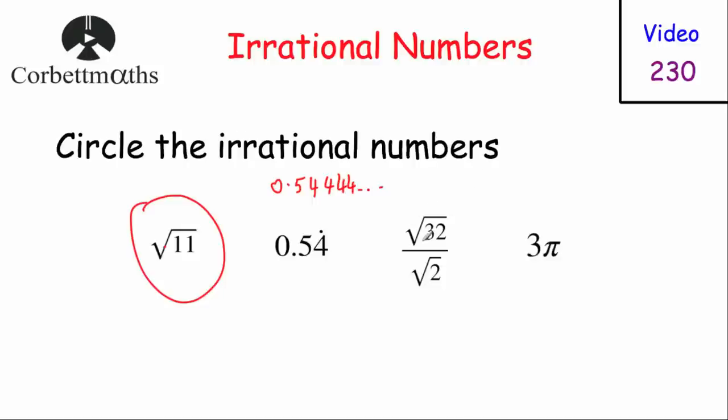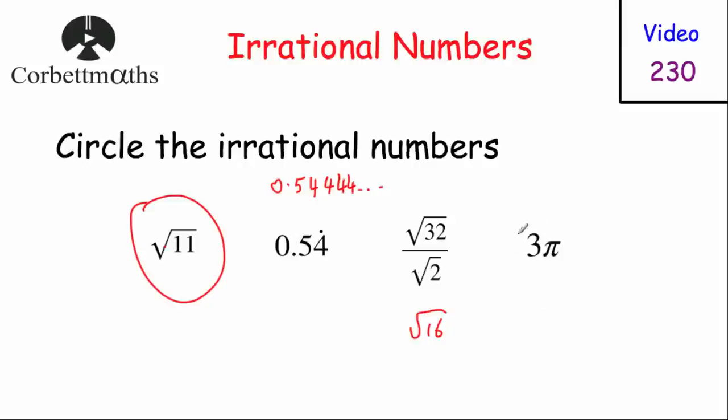Next, we've got the square root of 32 divided by the square root of 2. Again, later in this video we're going to look at surds, and whenever we're dealing with surds, there's a rule of surds that you can divide surds by each other. So the square root of 32 divided by the square root of 2 would be, whenever you do 32 divided by 2, it's 16. So the answer would be the square root of 16. And the square root of 16 is 4, so that's rational.